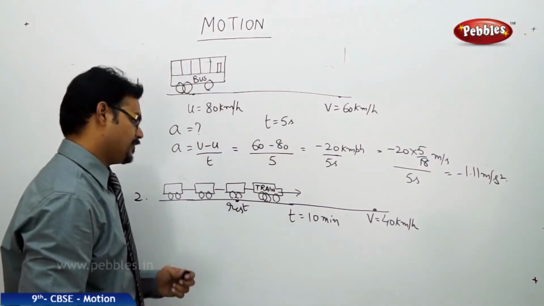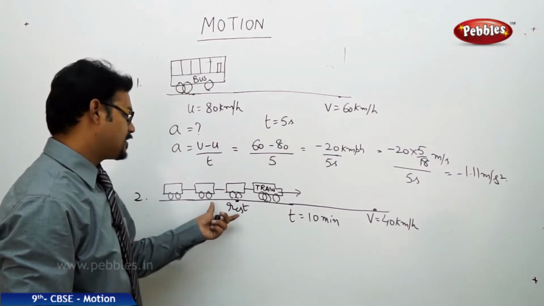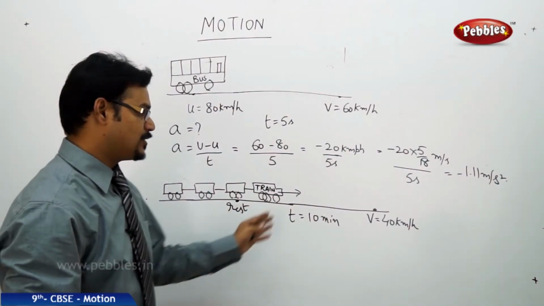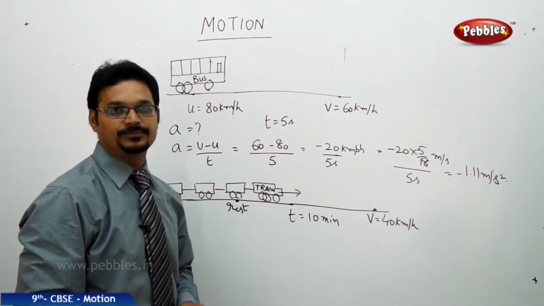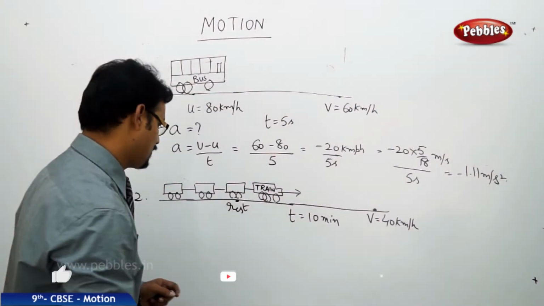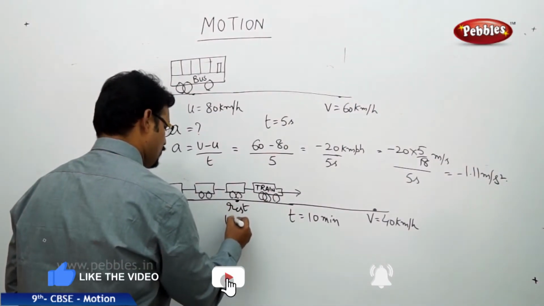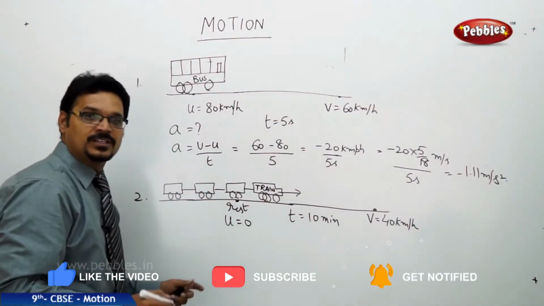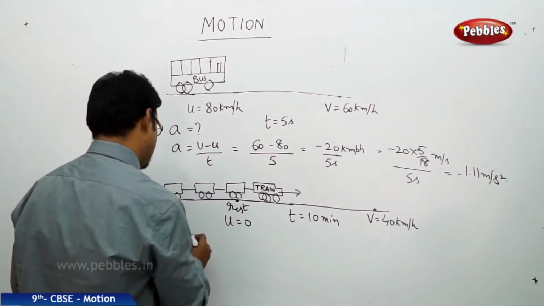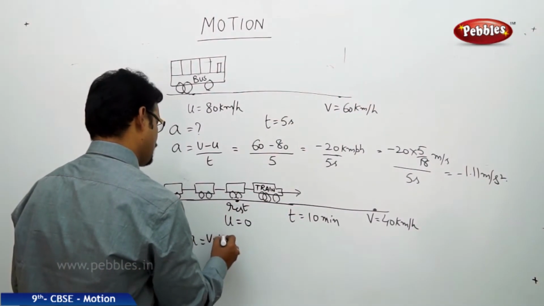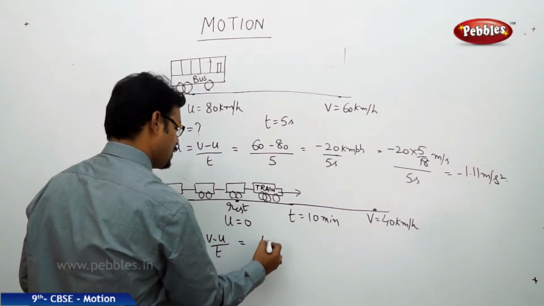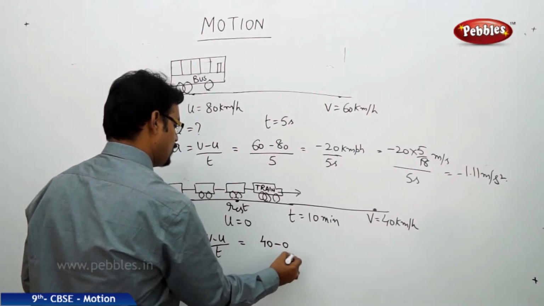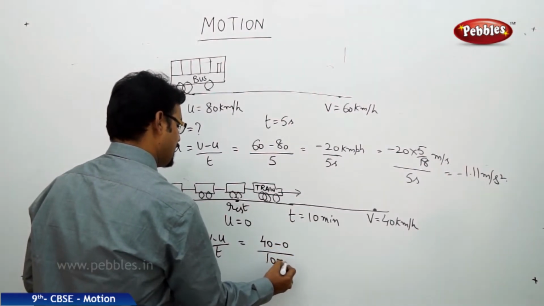See the second problem. There is a train that starts at rest and reaches a speed of 40 km/h in 10 minutes. What is its acceleration? At rest means you should always know the initial velocity is 0, right? Then the acceleration a equals again (v minus u) by t. Final velocity is 40 km/h, 40 minus initial velocity 0, and time taken is 10 minutes.